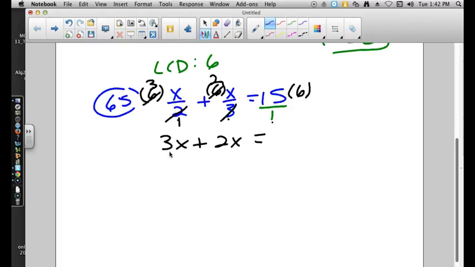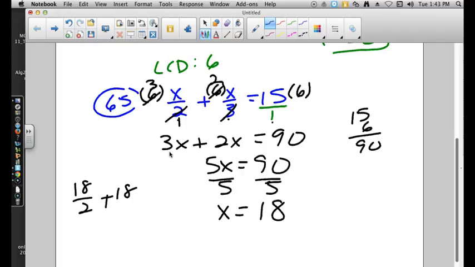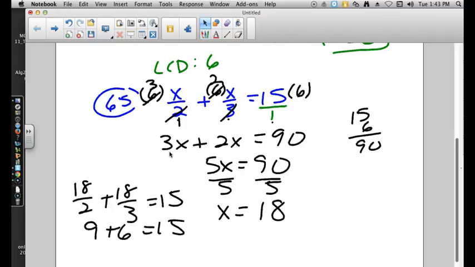And on the other side, of course, we just have to figure out 15 times 6 is 90. And then we'd have 5x equals 90, and we would divide both sides by 5, and we would get x equals 18. And if we check that, we'll have 18 over 2 plus 18 over 3 equals 15 back in the original. Well, this is 9 plus 6 equals 15, which is absolutely true.